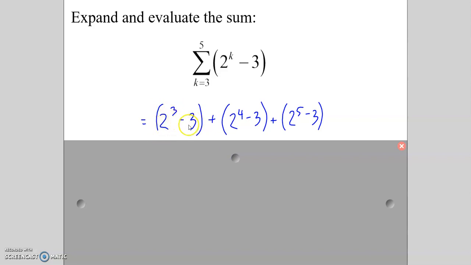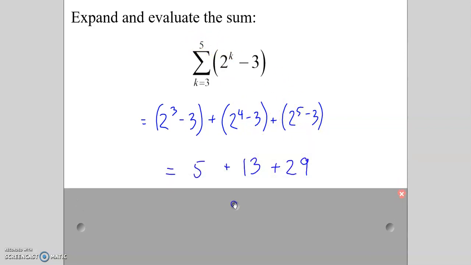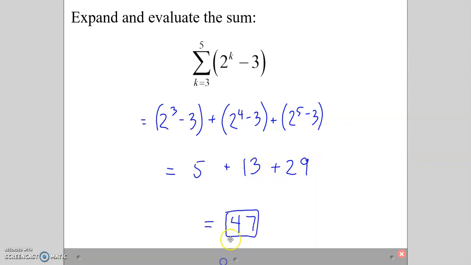So 2 cubed minus 3, and then I plug in a 4, 2 to the 4th minus 3, and then I go all the way up to this number, which would be 2 to the 5th minus 3. So that's 5, 13, and 29. I add them all together, and I get 47. So you'll notice this one only had 3 terms. So this number right here isn't always going to tell you how many terms there are.